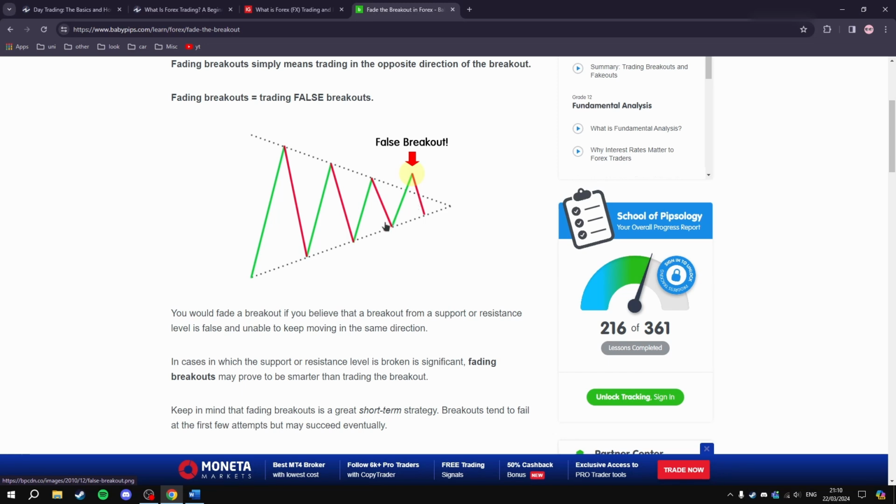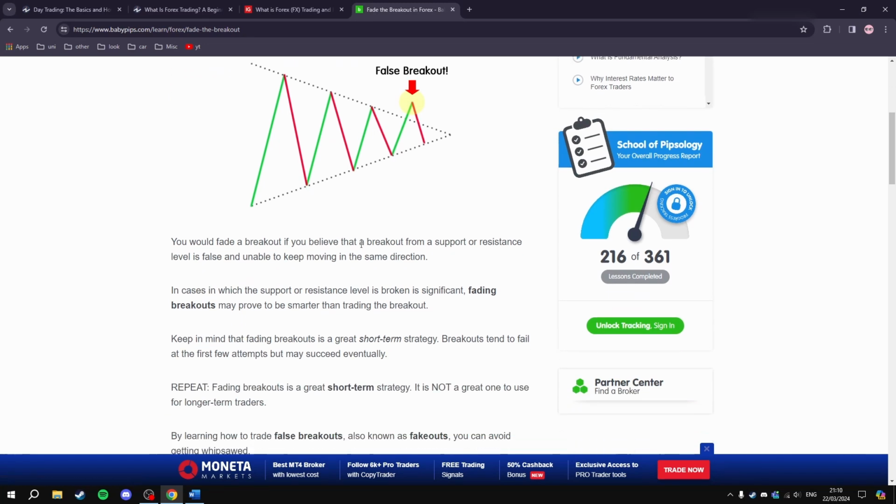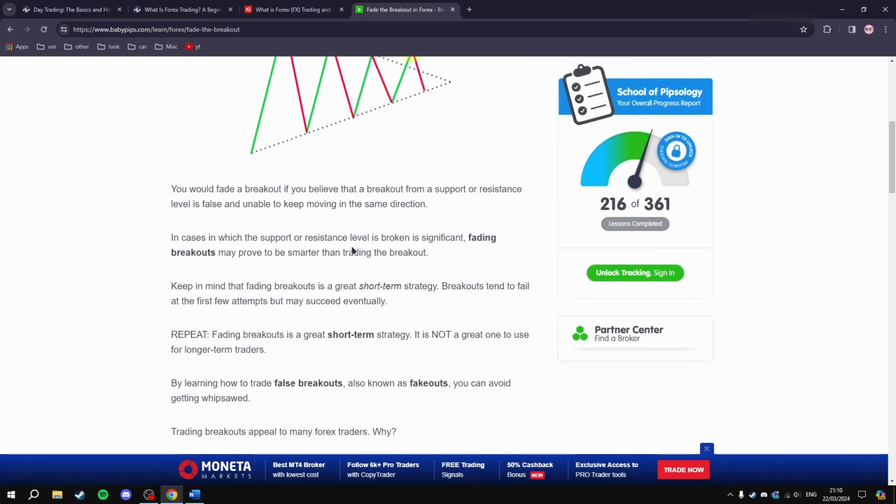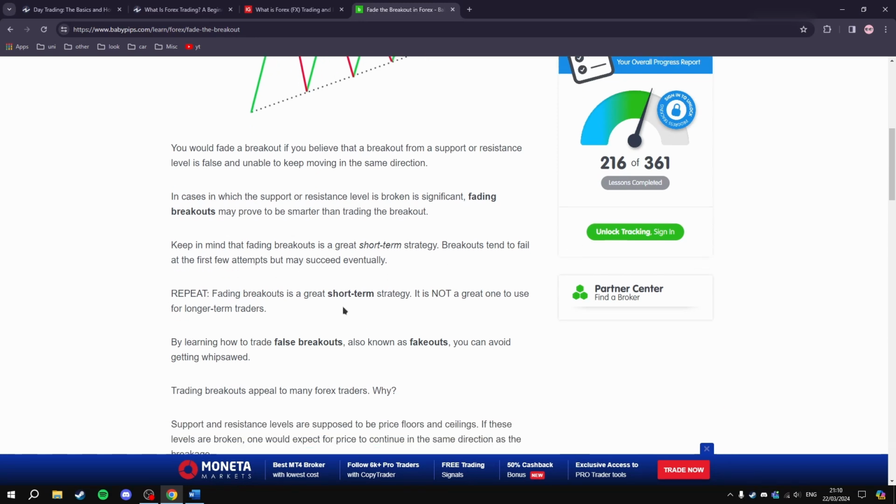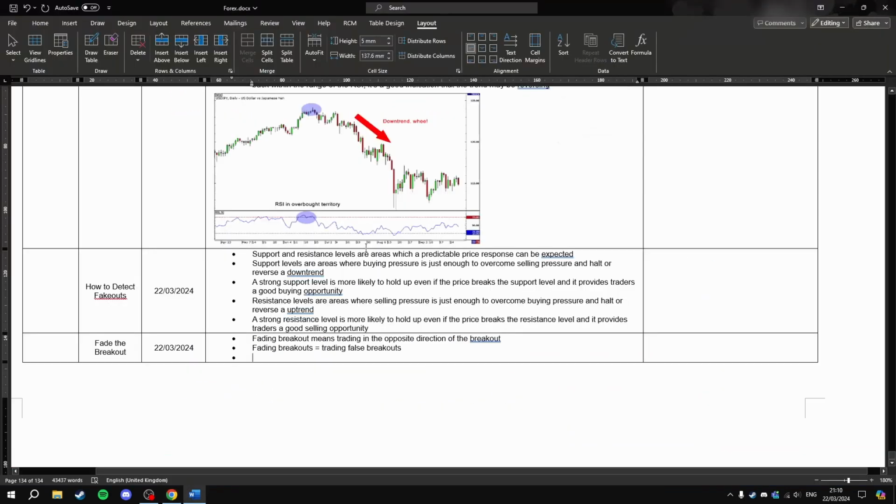You would fade a breakout if you believe that a breakout from the support or resistance level is false and unable to keep moving in the same direction. In case the support or resistance level that is broken is significant, fading breakouts may prove to be smarter than trading the breakout. Keep in mind that fading breakouts is a great short-term strategy. Breakouts tend to fail at the first few attempts but may succeed eventually.